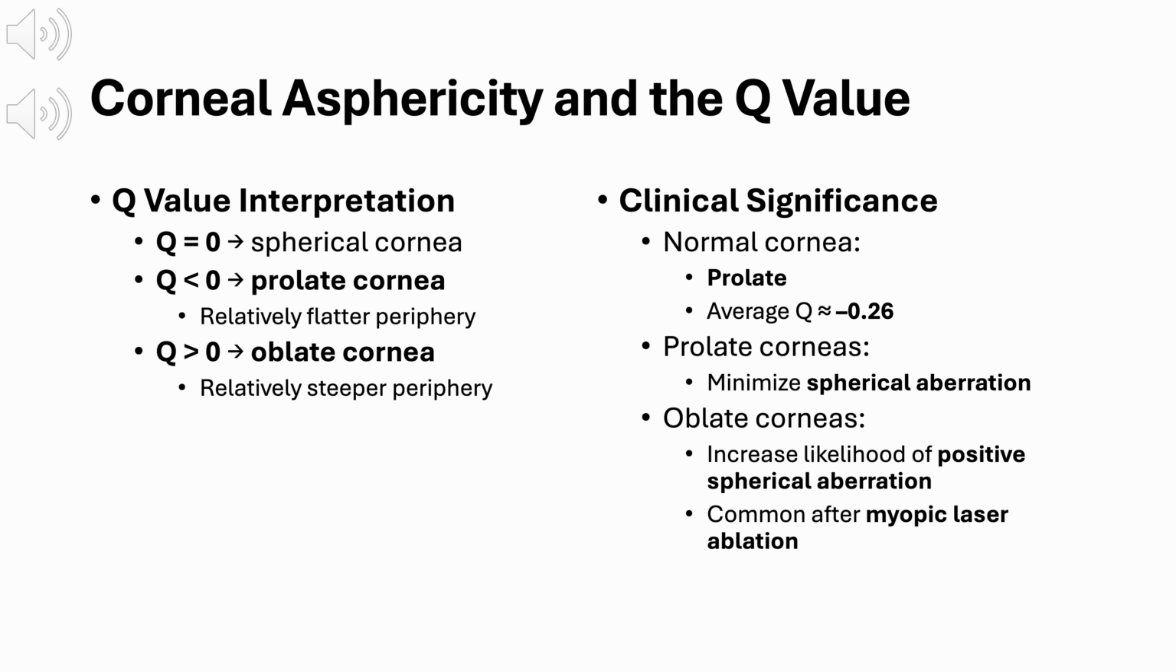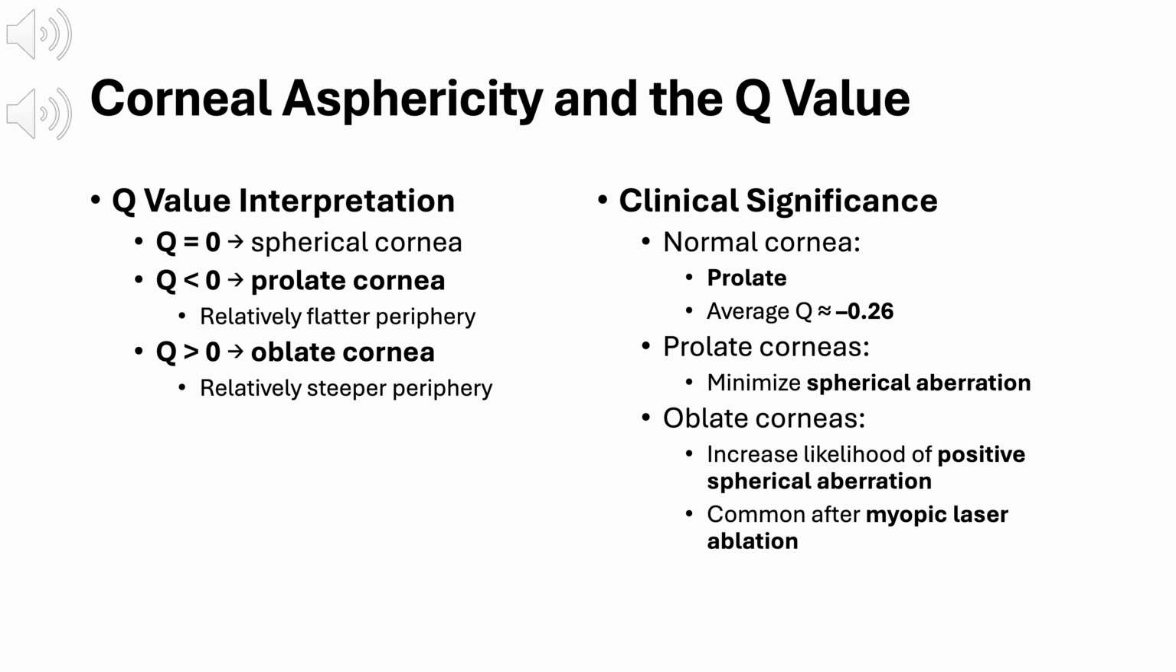When the Q value is greater than 0, the cornea is oblate, meaning the periphery is relatively steeper compared to the center. From a clinical standpoint, the normal cornea is prolate, with an average Q value of about -0.26. This prolate shape is optically efficient because it helps minimize spherical aberration by keeping peripheral rays better aligned with central rays. When the cornea becomes oblate, the likelihood of positive spherical aberration increases. This is why oblate corneas are often associated with glare, halos, and reduced visual quality, especially in low light.